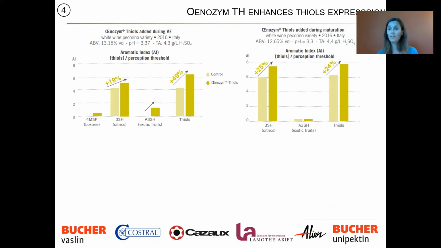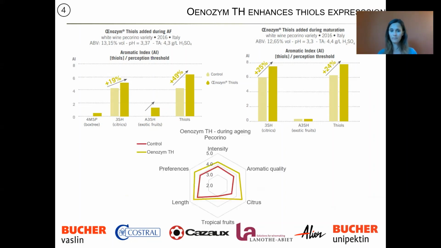When we look at the addition during maturation, we mostly see the increase of the 3-MH. A little on the 4-MMP; it just happened that in this one there was no 4-MMP, but mostly the impact is going to be on the 3-MH. So the impact is lower during maturation, but also different. As a result, we always find the wine more aromatic, fresher, with longer, more persistent aromas than the control.